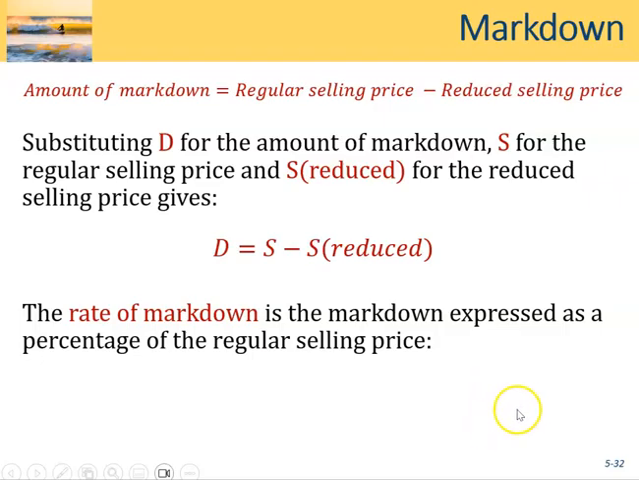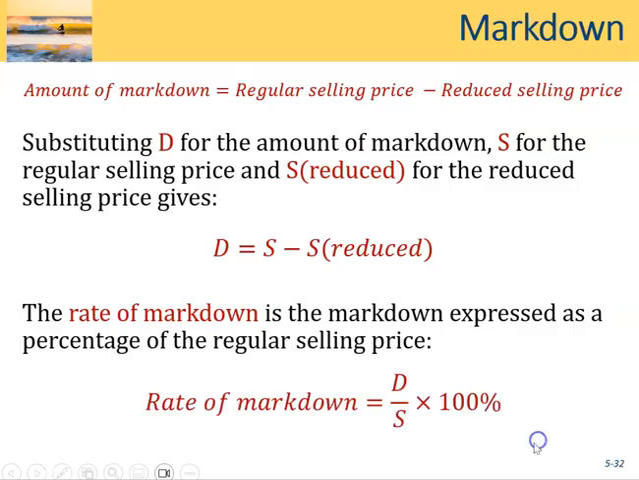So the rate of markdown is the markdown expressed as a percentage of the selling price. If you remember back even to markups, we like to look at things in percentages as opposed to just dollar amounts. So the rate of markdown is your markdown amount, your big D, divided by the selling price, and that would give you your decimal, and then you multiply it by 100% to get your percentage.